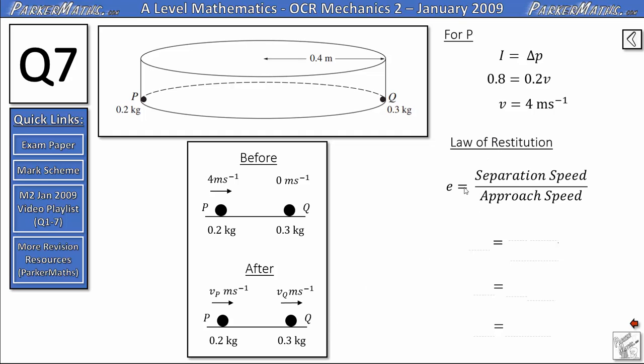That says that the coefficient of restitution is equal to the separation speed divided by the approach speed. We're given the coefficient of restitution in the question, that's 0.5. For the approach speed, one particle is travelling at 4 meters per second, the other's at rest, so we can just put that in as 4. And as Q is the particle in front, that must have a higher velocity than P, so we'll write down the separation speed as Vq minus Vp. Multiplying up by the 4 on the bottom of this fraction gives us 2 equals Vq minus Vp. And if we add Vp to both sides, we get Vq equals 2 plus Vp.